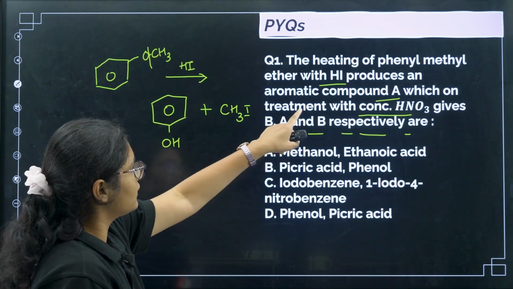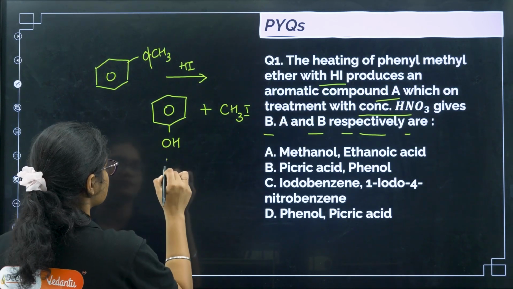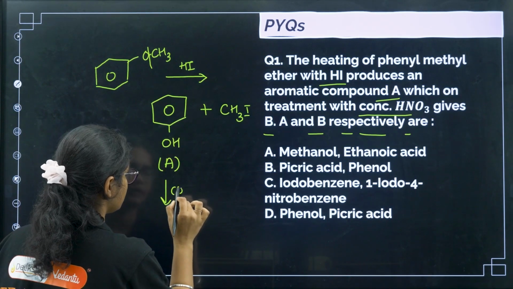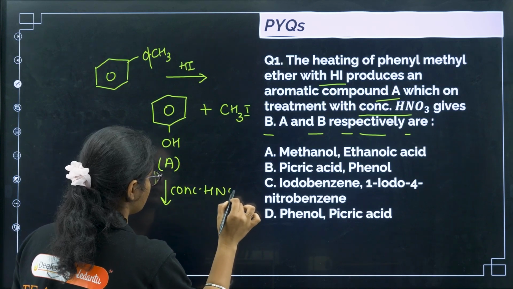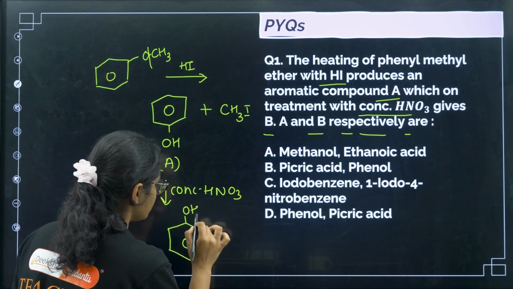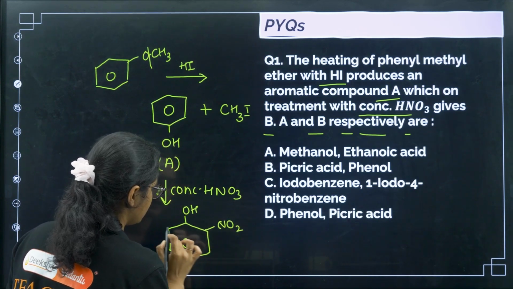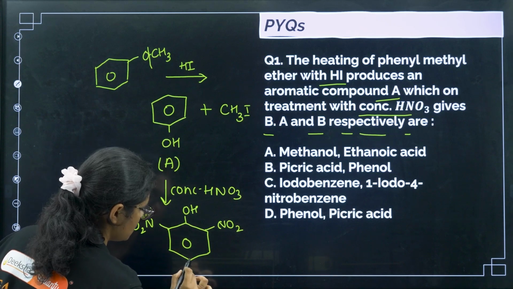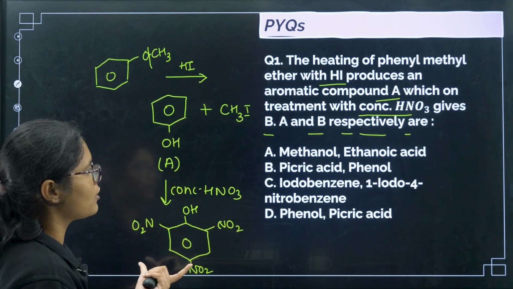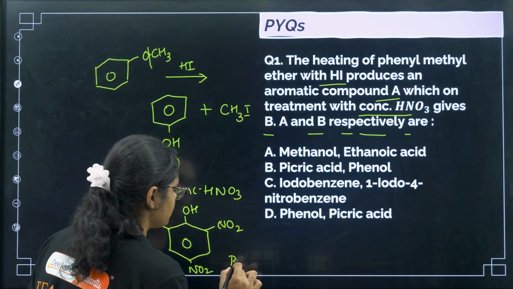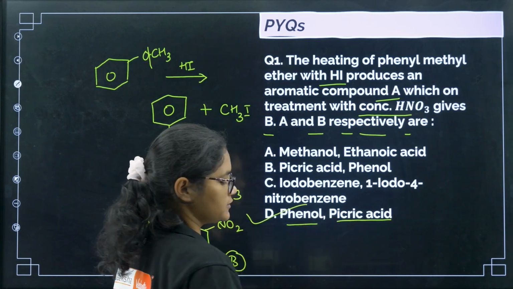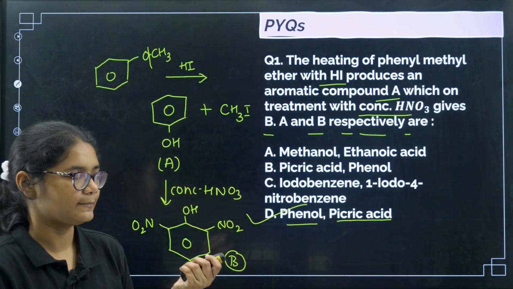Next, phenyl methyl ether with HI produces an aromatic compound A. So this is your aromatic compound A, which on treatment with concentrated HNO3, if you remember, the ortho and para positions were getting blocked, right? So we used to get NO2 like this, at 3 positions the NO2 group will come. So this compound is called picric acid, right? So this is B. So A is phenol and B is picric acid, right? So the correct answer for this question will be option D, okay.